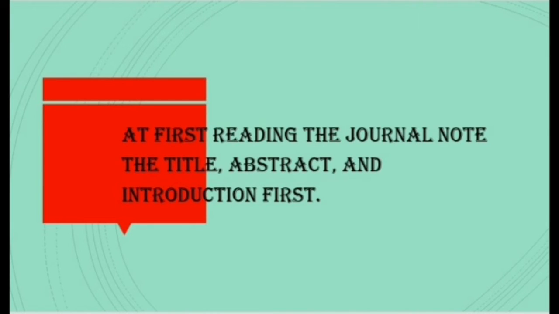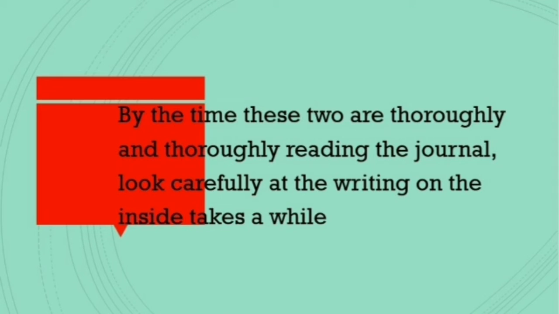These are some tricks for reading articles. At first, when reading the journal, note the title, abstract, and introduction first. Read glimpses of important contents. Read the concluding section, and look briefly at the references. Then thoroughly read the journal, looking carefully at the writing inside the text for a while. Mark things that are relevant, because it is time to know the background.